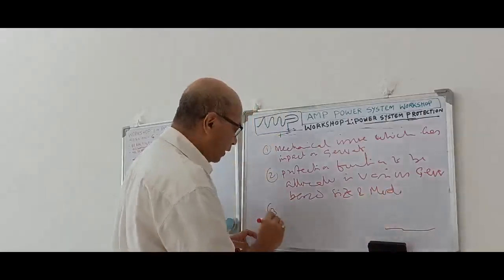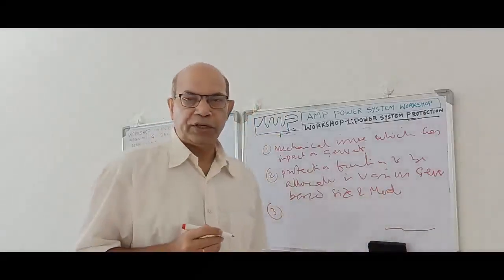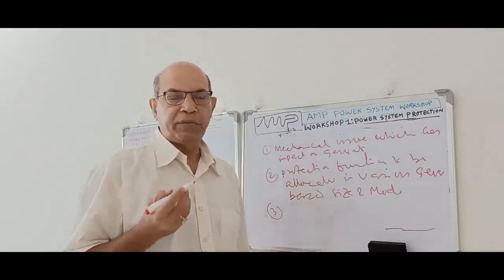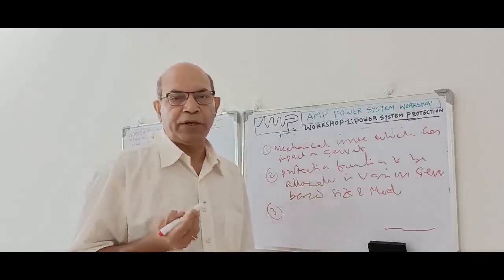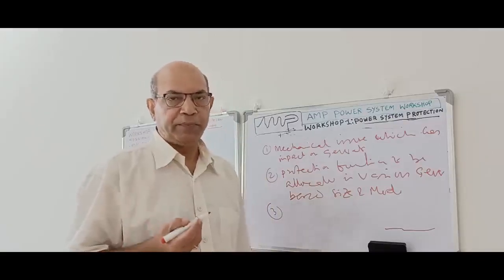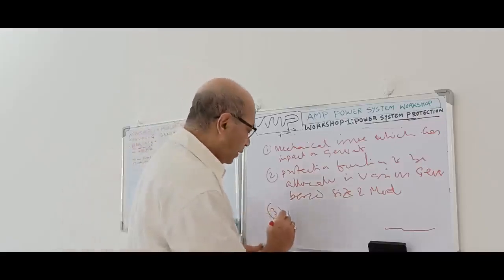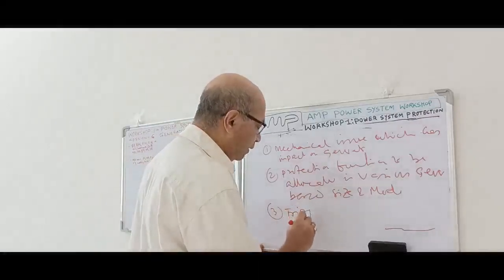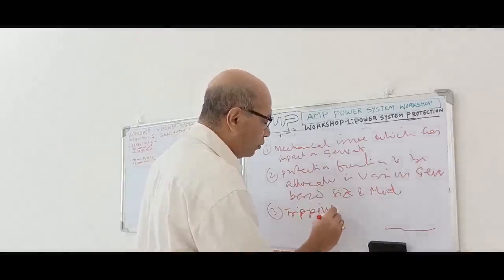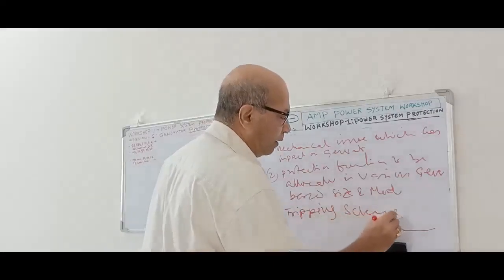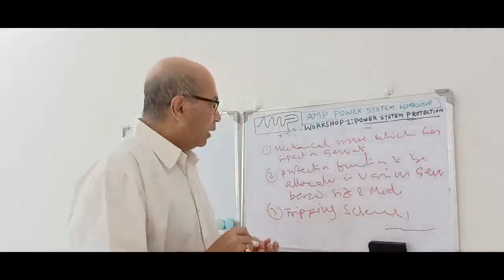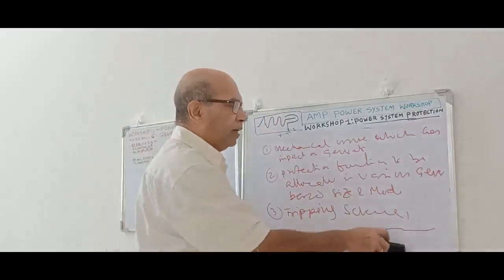And the third part is the tripping scheme of a generator. When any protection function operates, what should be the tripping scheme? That also we will discuss. These are the 3 parts we will be discussing in today's session. We will try to complete within 45 minutes. Okay, now let's first discuss the mechanical issues.